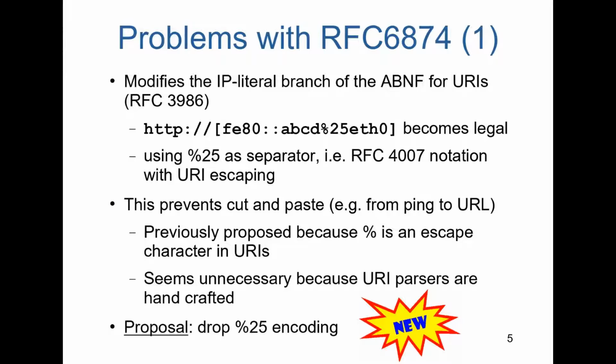We previously proposed that because that is the escape character in URIs. But when you actually look into URI parsers and how they work, it turns out you really don't need it. So the proposal with the new draft is simply to drop the %25 and replace it with a simple percent sign.